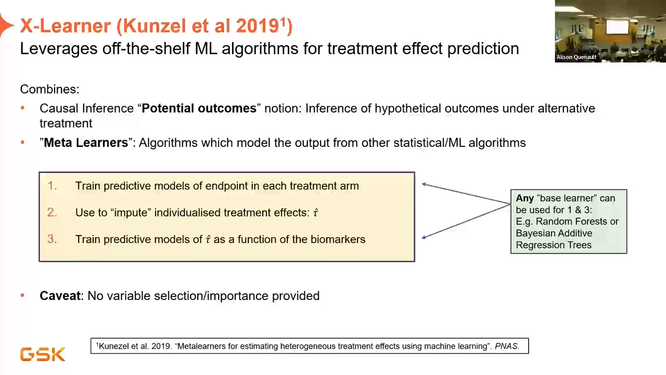This is now just one number. So we've gone from two outcomes, one observed, one imputed, to one imputed number. So we've now got one number for each patient. And so we're back in sort of standard statistical learning world. So at step three, we then take these imputed treatment effects and regress them on the biomarkers. So again, at this third step, any off-the-shelf learner can be used.